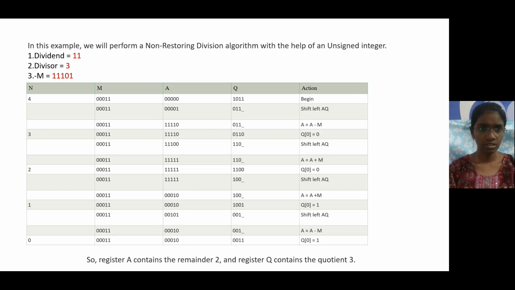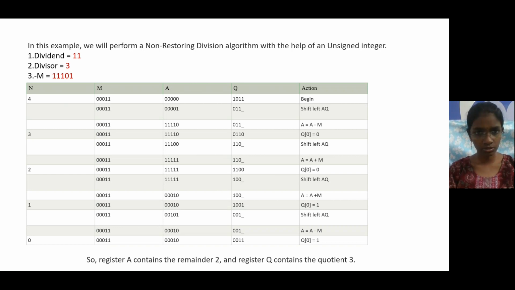Here is the example. We will perform the non-restoring division algorithm with the help of unsigned integers. I have taken dividend as 11 and divisor as 3. M is 11101. Initially, N, M, A, Q, and action. Initially, A is 0 and Q is the dividend, and M is the divisor, and the initial action is begin. So I have written begin.